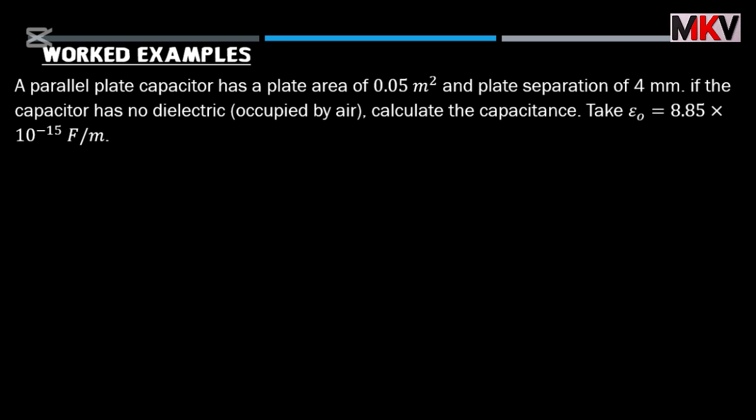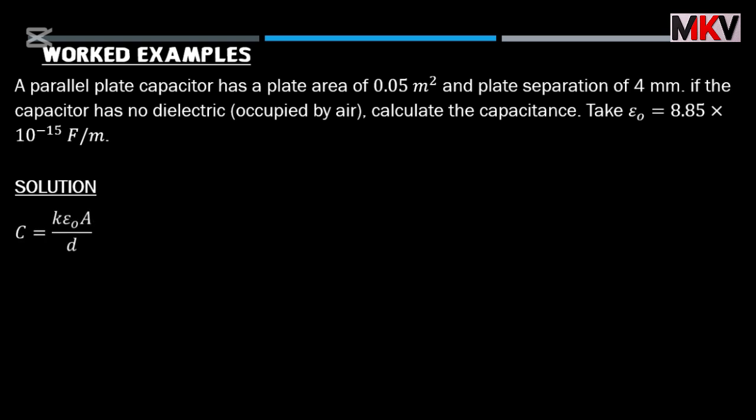A parallel plate capacitor has a plate area of 0.05 meters squared and a plate separation of 4 millimeters. If the capacitor has no dielectric, that is, it is occupied by air, calculate the capacitance of the capacitor. Then take epsilon naught to be equal to 8.85 times 10 to the power minus 12 farad per meter. So now let's look at our solution.